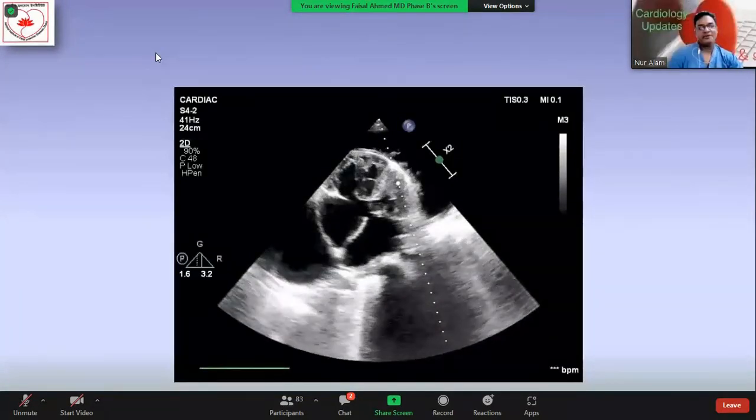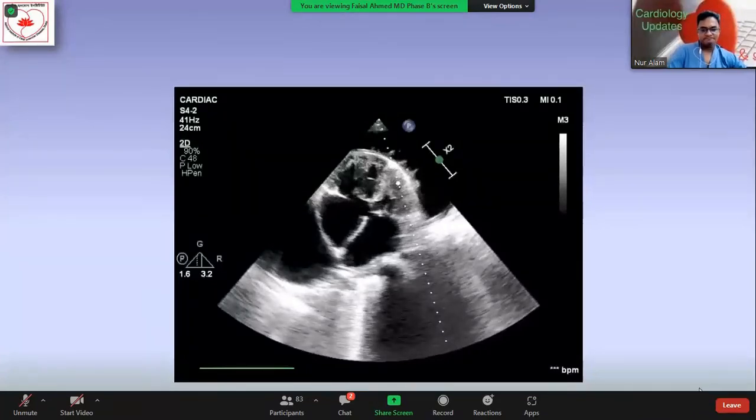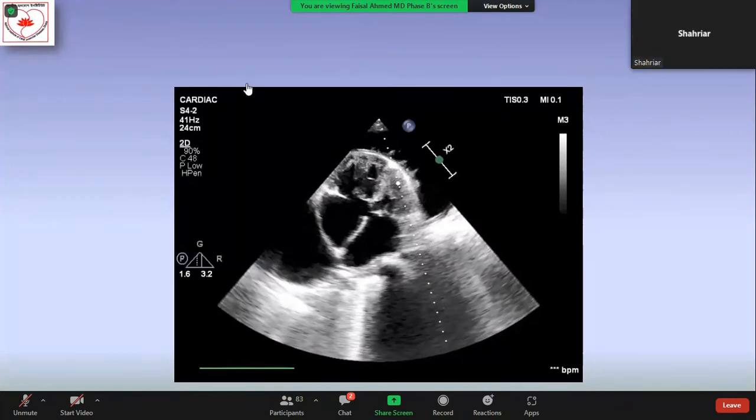Are AV canal defect and AV cushion defect the same or not? Sorry sir, I couldn't hear. I am asking whether AV canal defect and AV cushion defect are the same or not. I know they are the same. Is the terminology the same or different? Is there any minor difference? No, same thing.